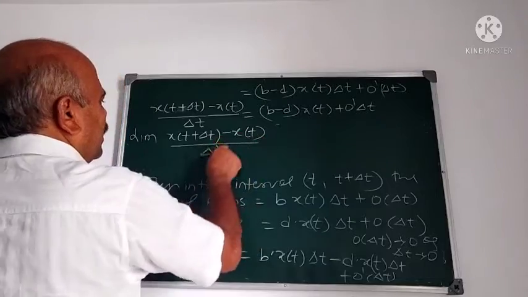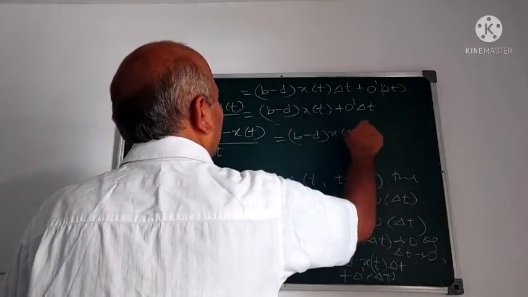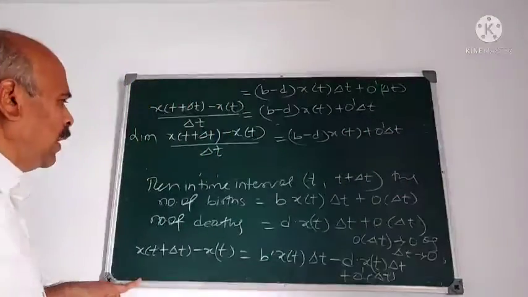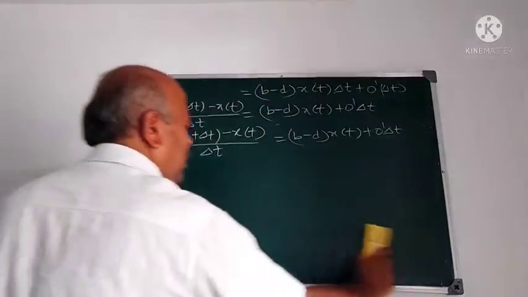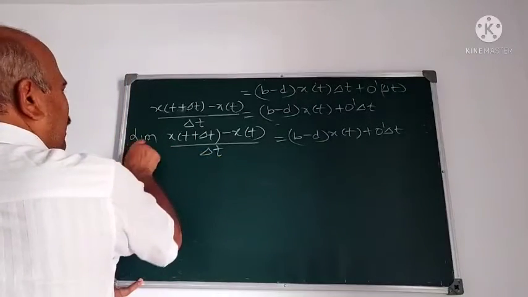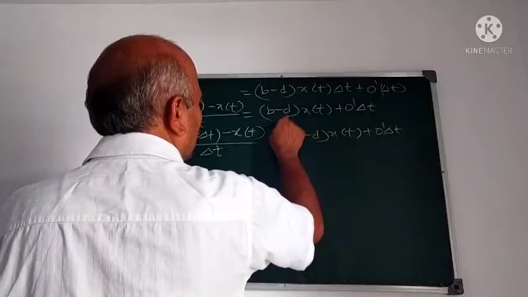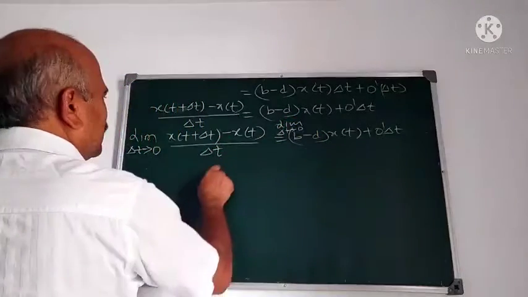So [x(t plus delta t) minus x(t)] upon delta t is equal to (b minus d) x(t) plus o dash (delta t), and this o dash (delta t) is infinitesimal and tends to 0 as delta t tends to 0. On the right hand side also, we have taken the limit delta t tends to 0. Now what is this?